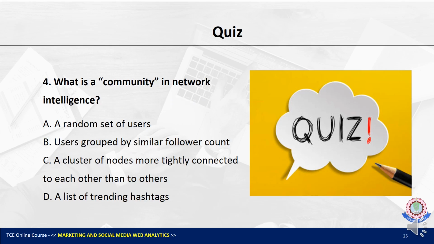What is a community in network intelligence? Is it a random set of users, users grouped by similar follower count, a cluster of nodes more tightly connected to each other than to others, or a list of trending hashtags? The answer is a cluster of nodes more tightly connected to each other than to others.